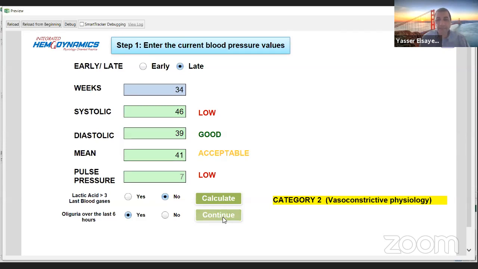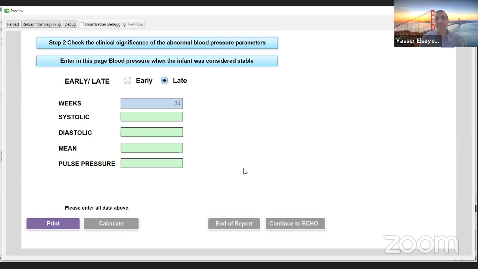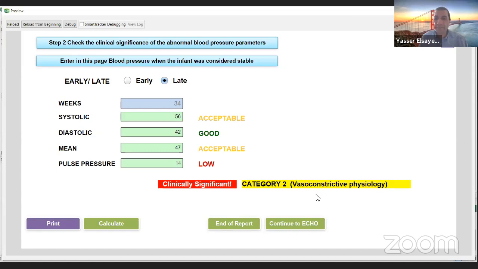That's not enough, because we need to assess what the blood pressure was when this infant was stable. We need to understand the worsening of the blood pressure before and after the intervention, which was the OR. Before this infant went to the OR, the blood pressure was systolic of 56, diastolic of 42, and mean of 47. Pulse pressure was 14, which is also low in this case. When you calculate, even before going to the OR, this infant was suffering from vasoconstrictive physiology. And it's clinically significant.